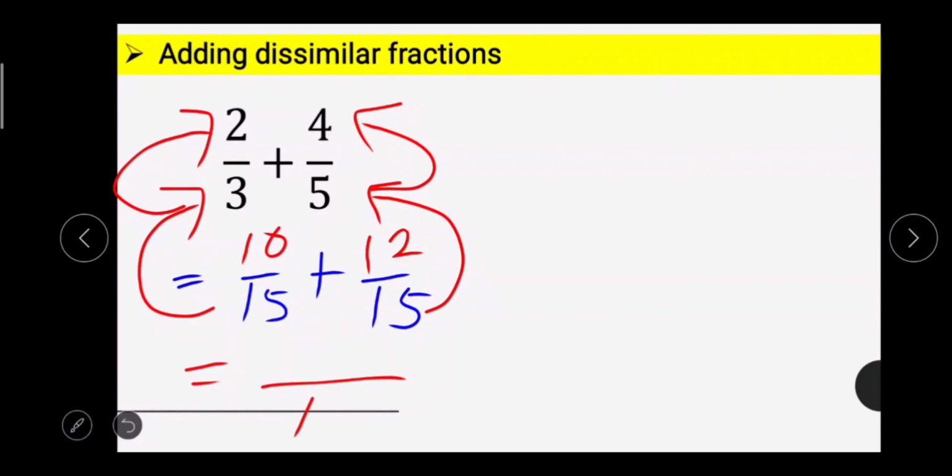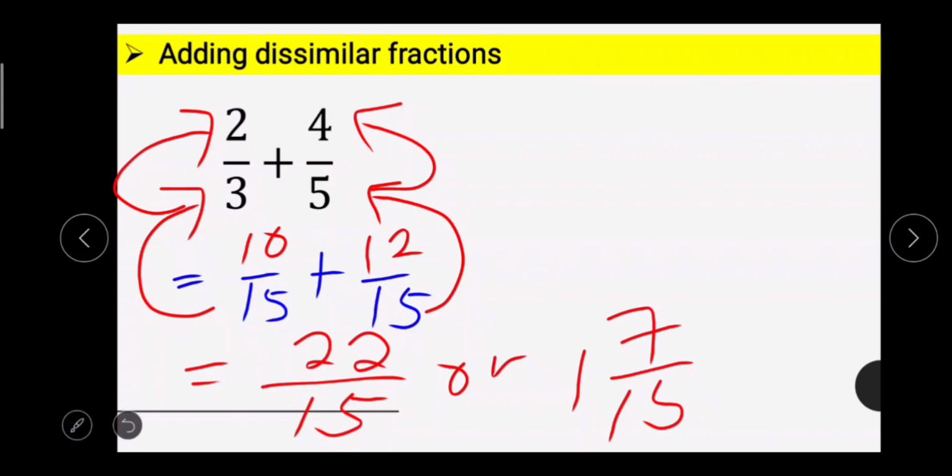Just copy 15, then add the numerators. 10 plus 12, we have 22. Since it is an improper fraction, we need to change it into a mixed number. 1 and 7 over 15. Either of the two is acceptable. So kung titingnan natin yung ginawa nating solution, it looks like a butterfly.